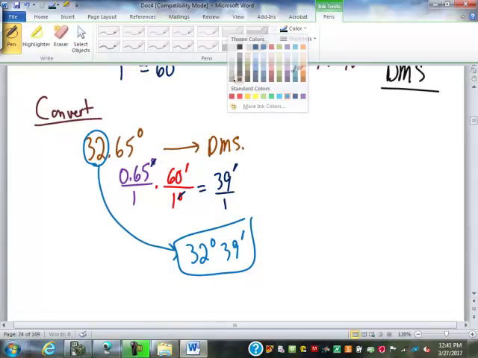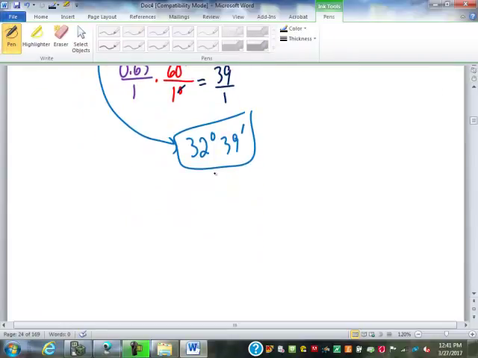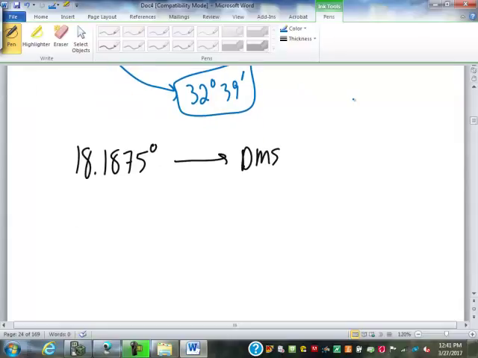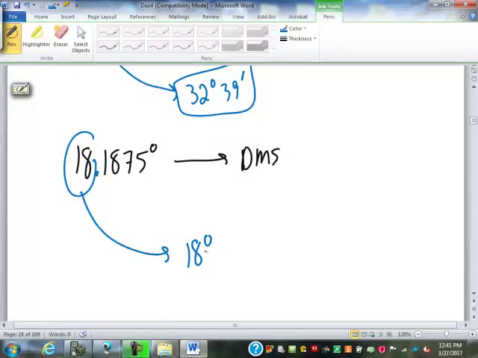Well, what if I have something a little bit more complicated? It's not going to be in whole minutes. What if I have to go down to the seconds? Well, I might have 18.1875 degrees, and I want to convert that to degrees, minutes, and seconds again. Well, I'm just going to go ahead and start out in the calculator with this. Now I'm going to take a little shortcut, however. I know this is going to be 18 degrees, so I don't really need to enter the 18 degrees. All I need to enter is the 0.1875 degrees. So that's what's left over after I take off the whole 18 degrees.